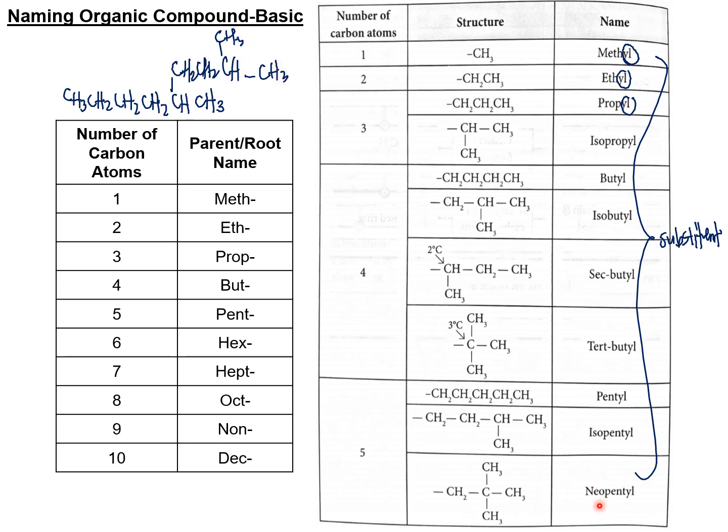So what about neopentyl? Neopentyl is when its substituent still has 5 carbons, except its arrangement is like this. CH2, C, CH3, CH3, CH3. Okay?